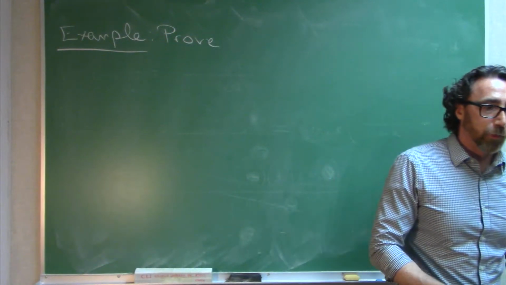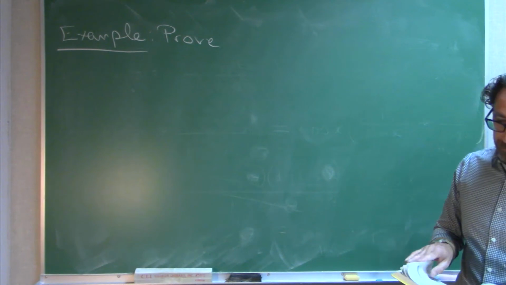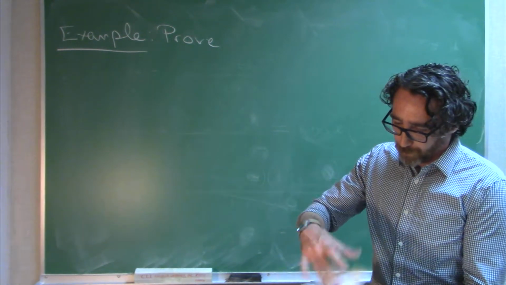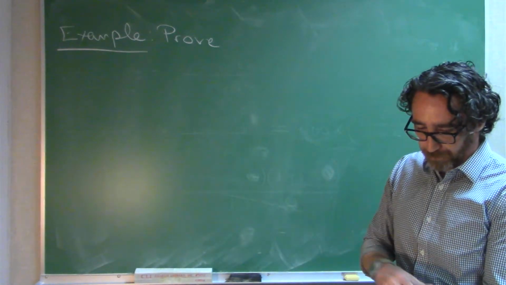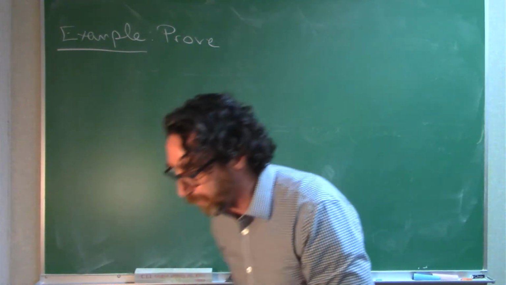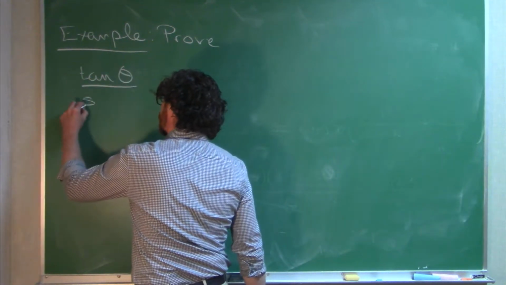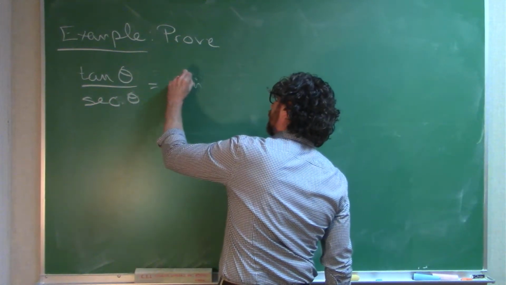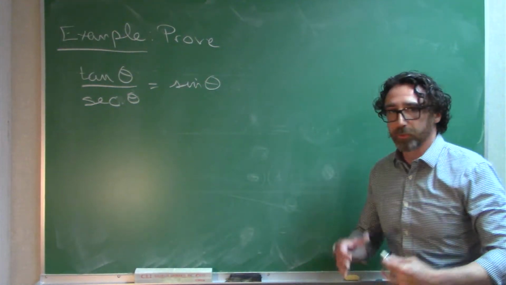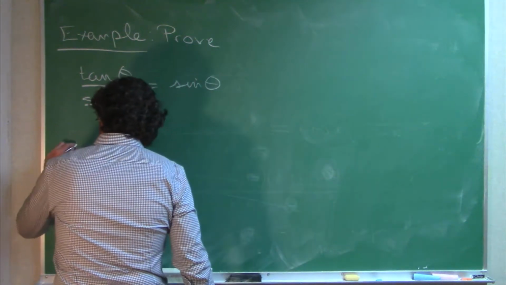Okay, so let's try this. Here's my textbook. I want to take an example out of our book, going to chapter 5, section 1. We are going to prove that tangent theta over secant theta is equal to sine theta. So let's follow that general advice we had. We're going to start with the more complicated side, which is the left side.